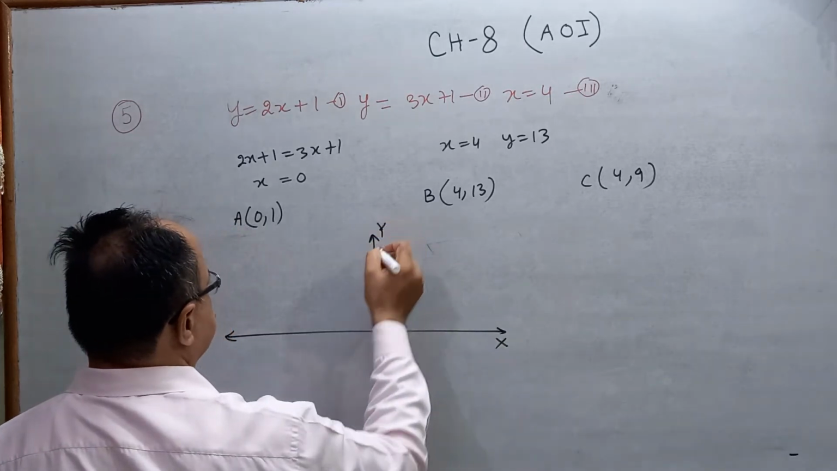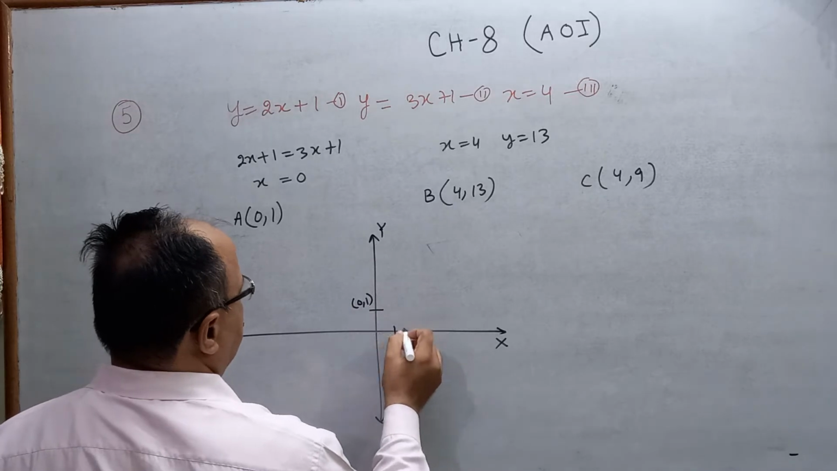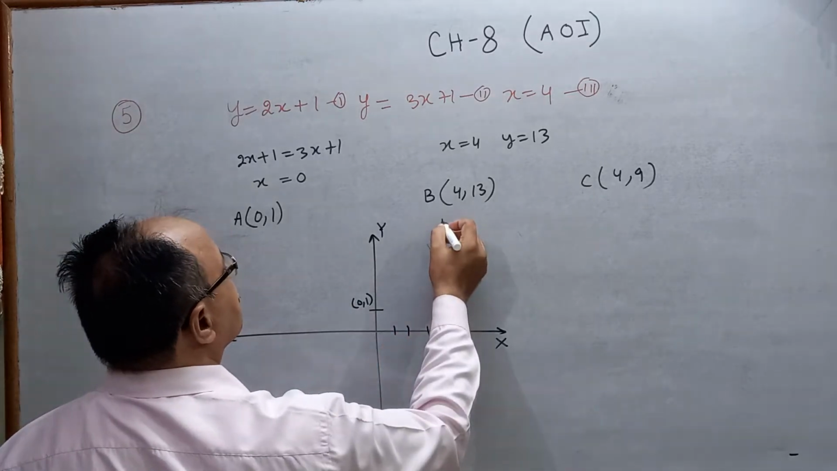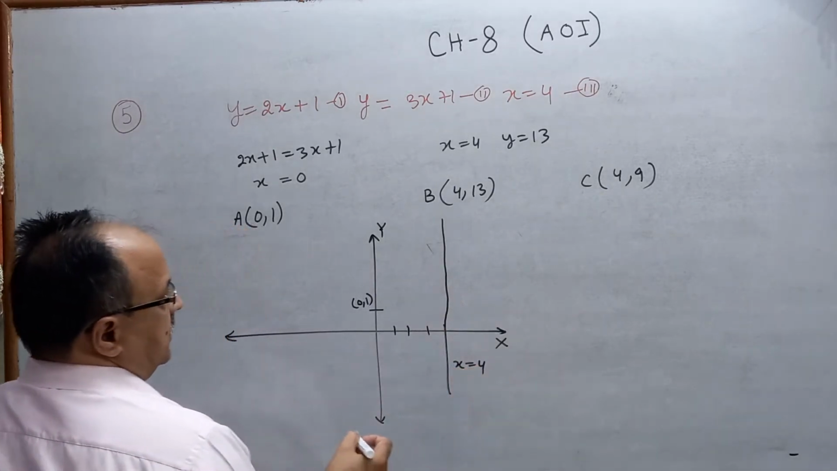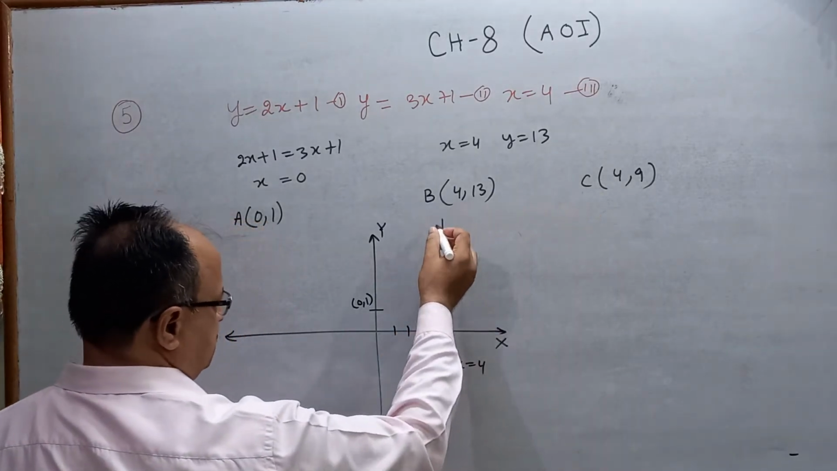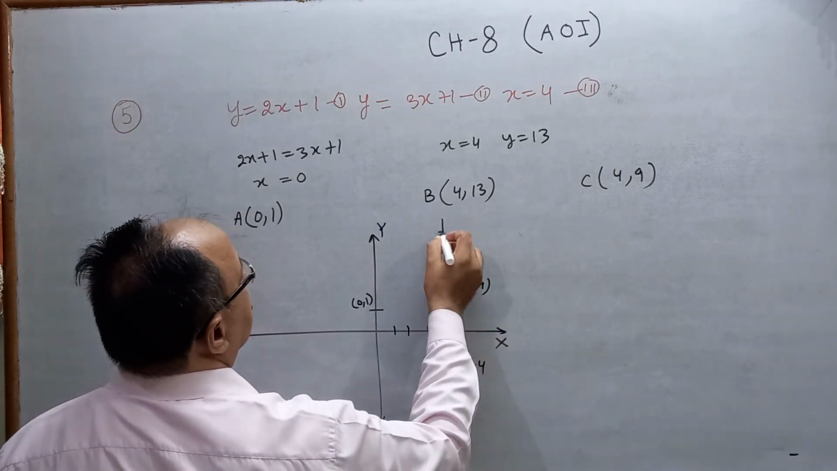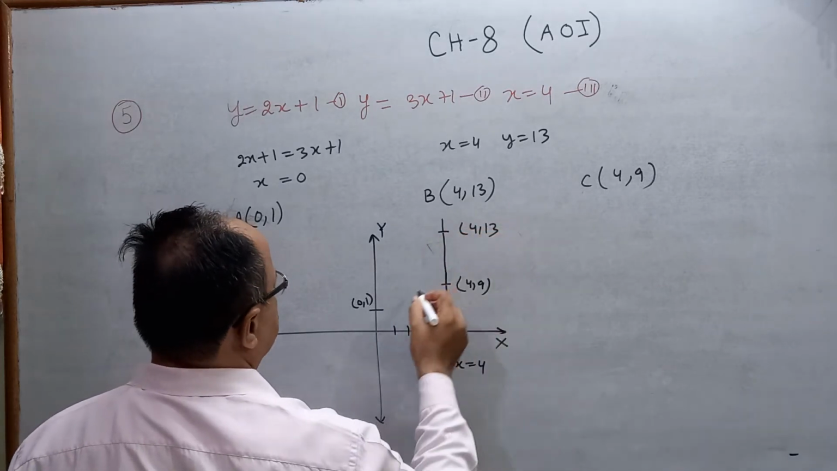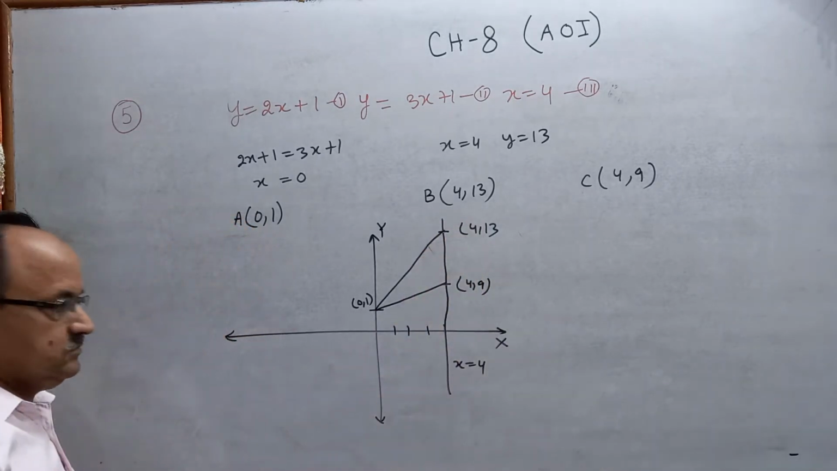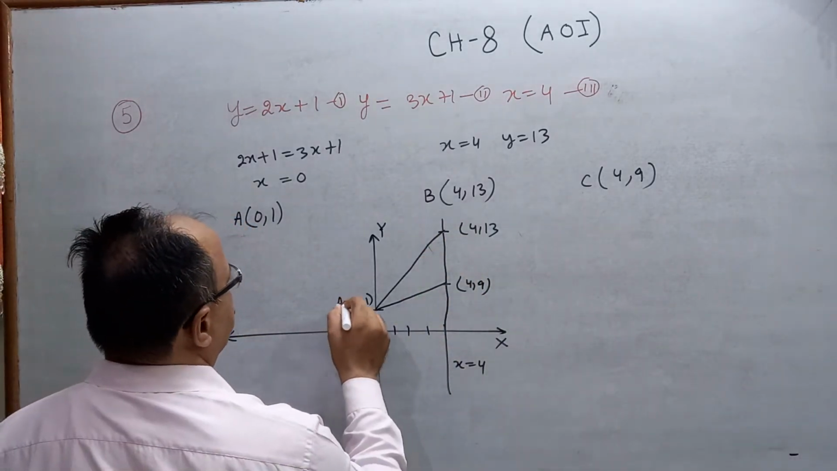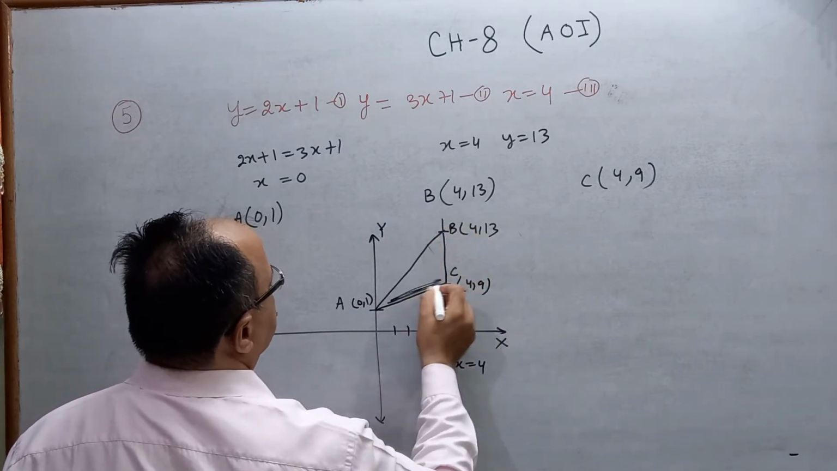X axis, y axis. 0, 1, and here 1, 2, 3, 4. This is the line x is equal to 4. Both points lie on this line, that is 4, 9 and 4, 13. Now join these. Clear? This is the coordinate of A, B and C. We want to find the area of this triangle.